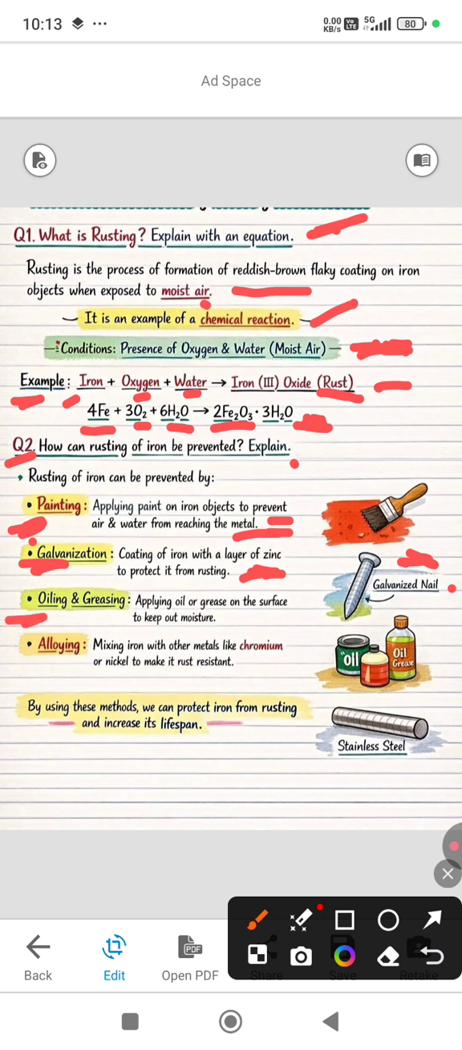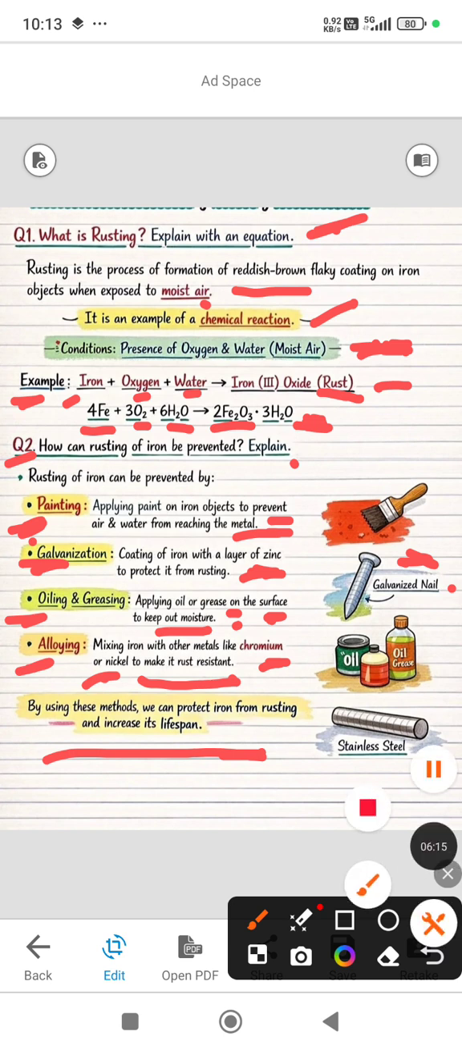Number 3, oiling or greasing. Applying oil or grease on the surface to keep it out from moisture, we can save it from rusting. Number 4, alloying. Alloying means mixing iron with other metal like chromium or nickel to make it rust resistant. We can save it from rusting. By using these methods, we can protect iron from rusting and increase its lifespan.